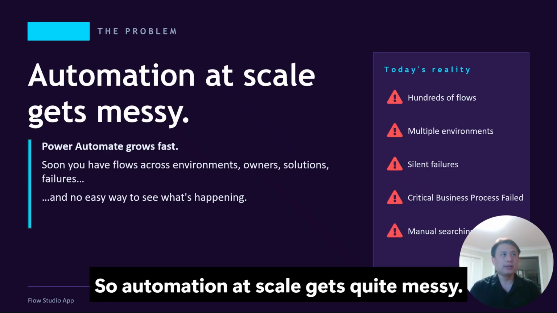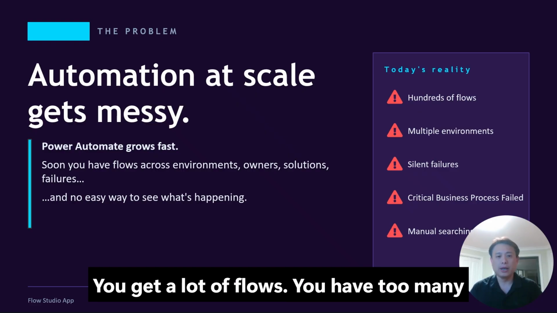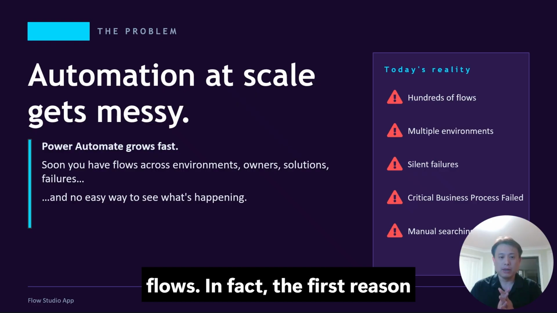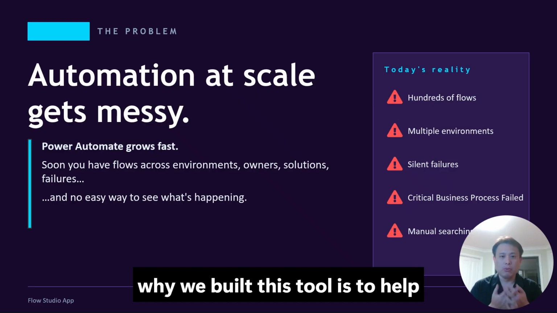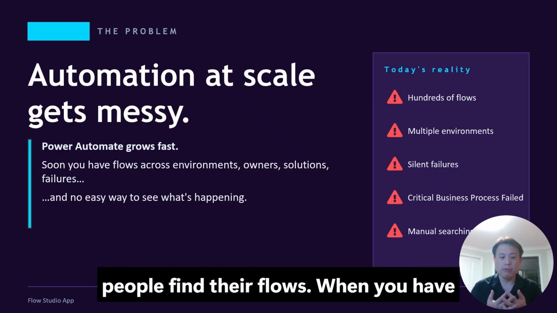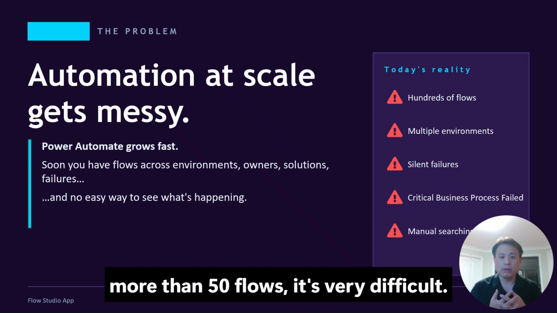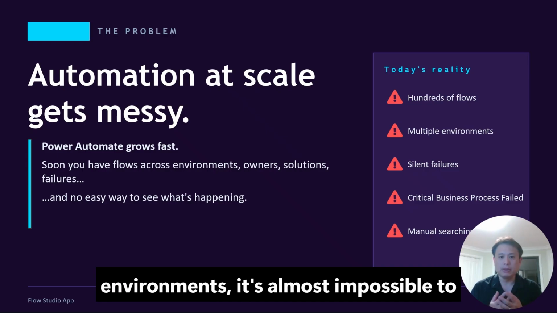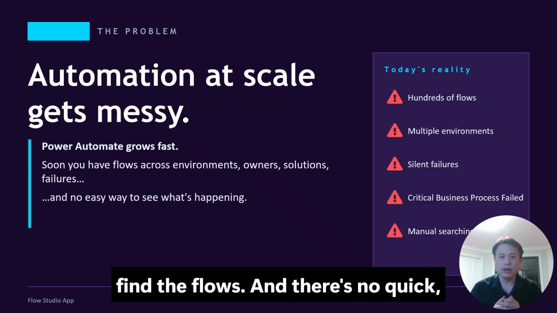So automation at scale gets quite messy. You get a lot of flows. You have too many flows. In fact, the first reason why we built this tool is to help people find their flows. When you have more than 50 flows, it's very difficult. When you have flows in different environments, it's almost impossible to find the flows.